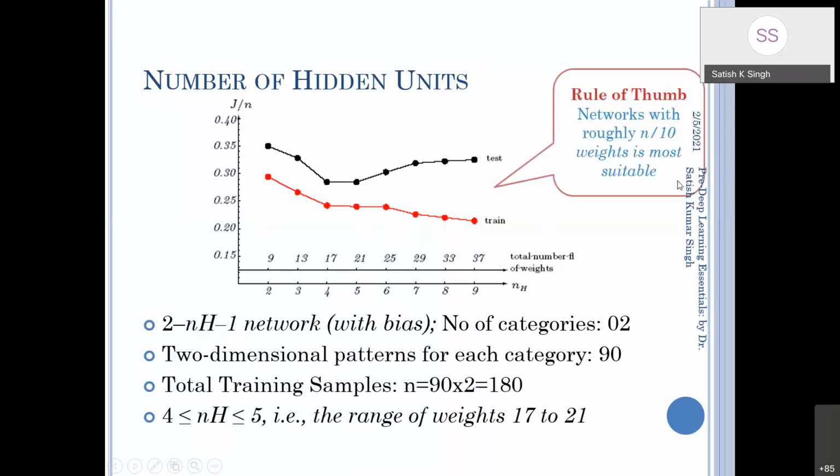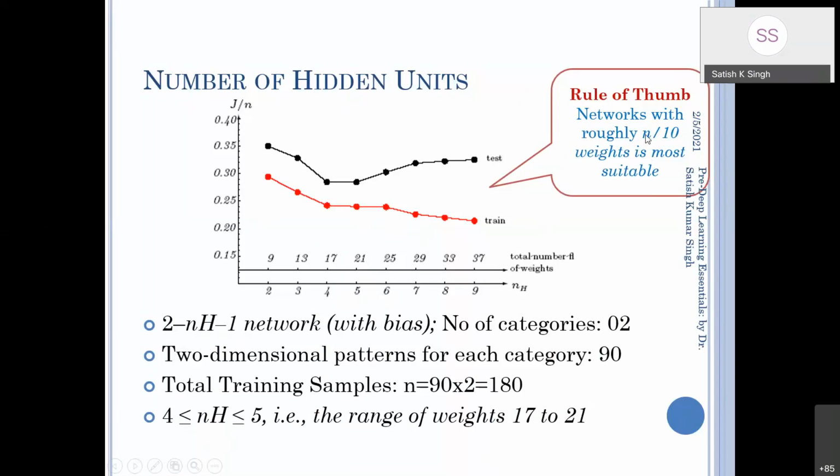The rule of thumb is that networks with roughly n by 10 weights are most suitable. What is n? n is the total number of samples. Here n is 180, so 18 weights. 18 weights will correspond to NH between 4 and 5. So 4 or 5 hidden units must be used in this case.